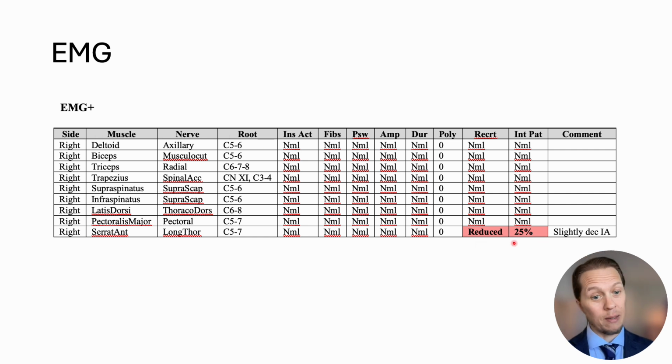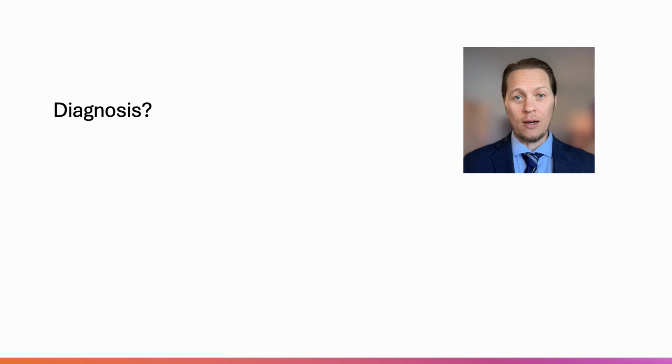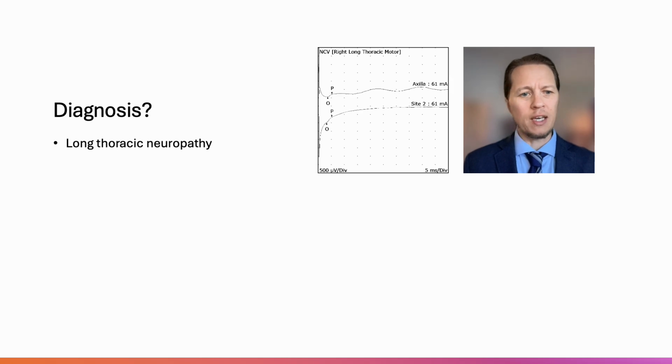These are all normal except for that one. That is the only one that's abnormal. Reduced recruitment, about 25% of normal. Active motor units that are appearing, and decreased insertional activity. I didn't put it in here because it wasn't completely out, but it did appear decreased. So what is our diagnosis here? And yeah, you guessed it, it's long thoracic neuropathy. This is our medial scapular winging case.